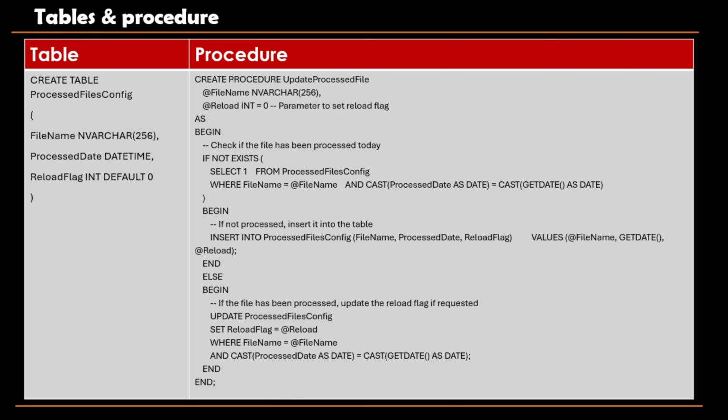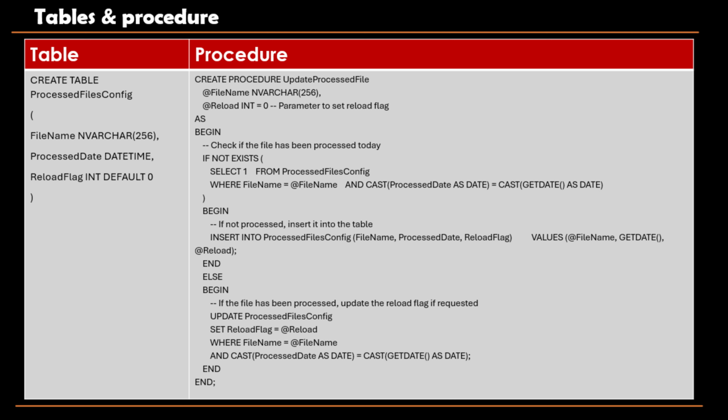We can achieve this by creating a configuration table that tracks the processed files. Let's say we have a table, processed file config. It has 3 columns: file name, process date and reload flag. The file name maintains the name of the files, and the process date is used to store when the file was processed. And the reload flag indicates if a file is processed or not. If the reload flag is 0, it means it is processed. If it is 1, it means it is not processed.